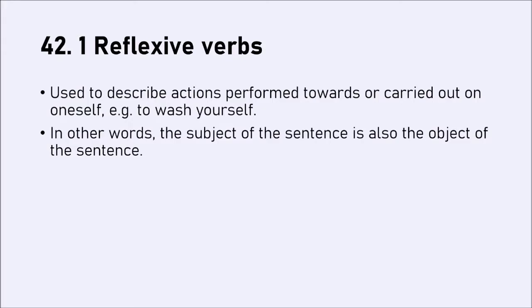So usually in a normal sentence, we have a subject, the thing or person doing the action itself, the verb, and then the object, what the action is being performed on or towards. If we have a reflexive verb, then that denotes that whoever is doing the action is doing it towards themselves. So there is no other different object of the sentence. The object and subject are the same.